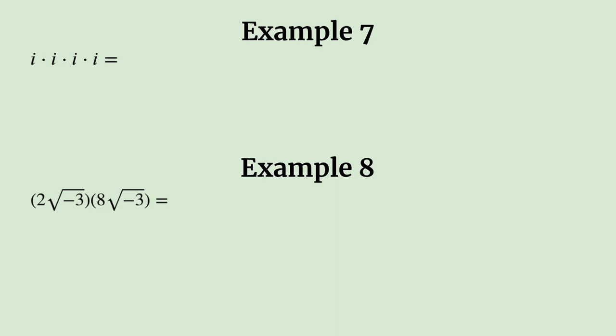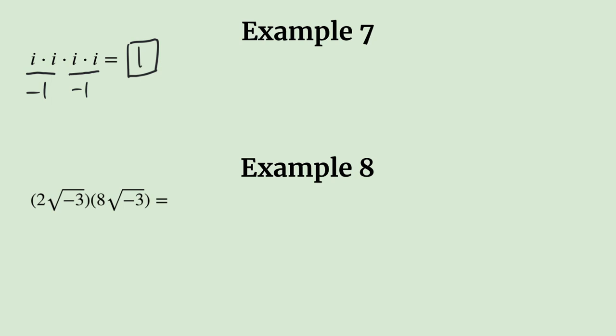So when you have these multiple i's in a row, just work on pairs of 2, because we know i times i is i squared, which is -1. So this would be -1 and -1, and -1 times -1 is +1.